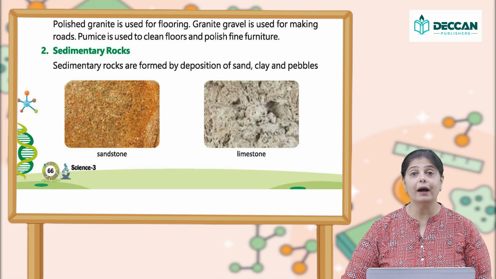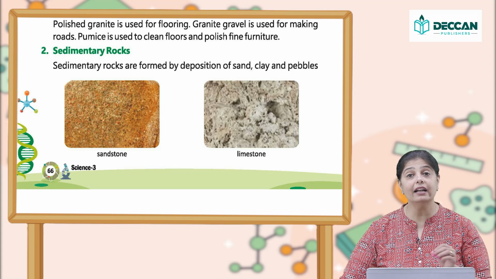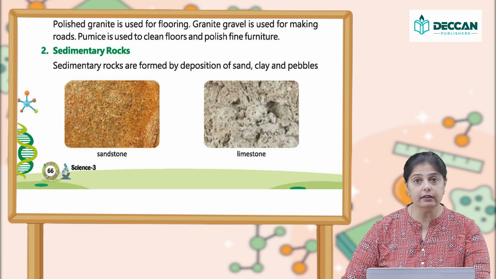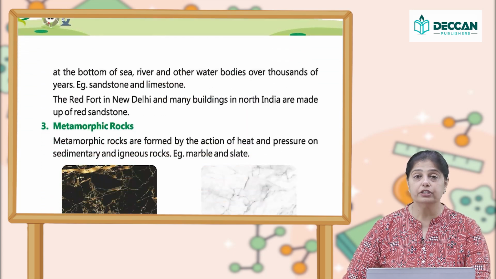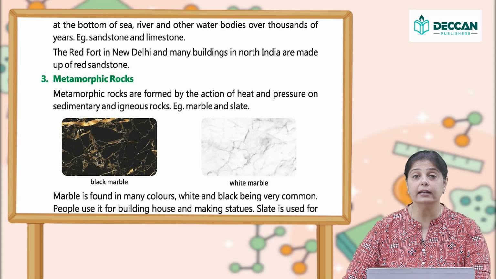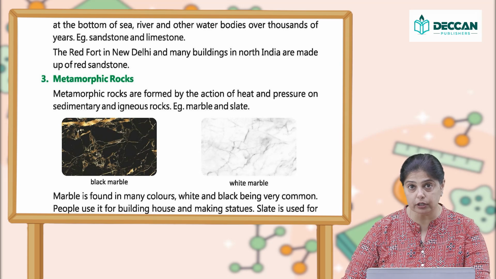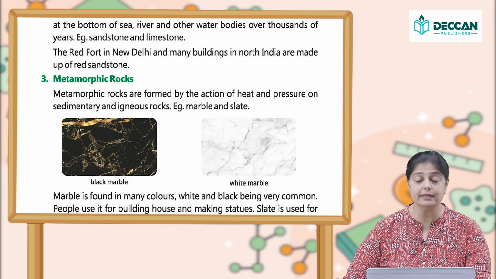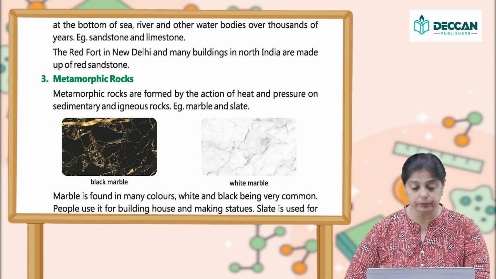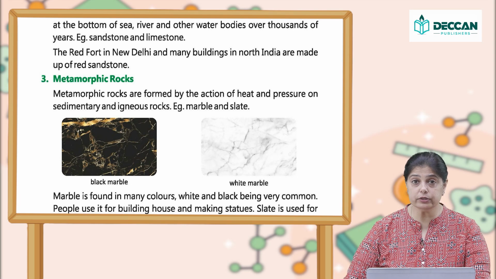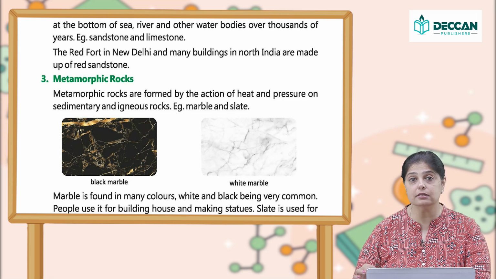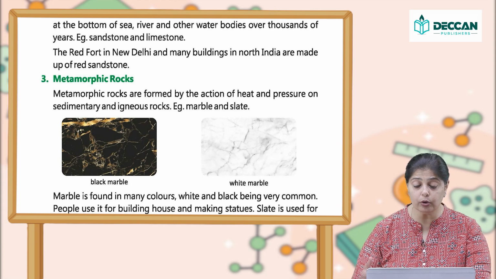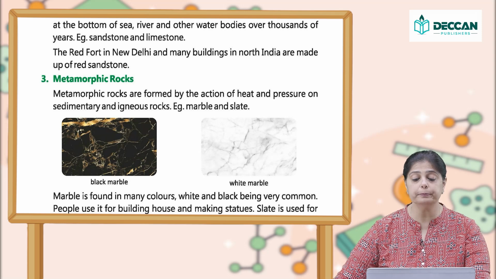Sedimentary rocks are formed by the deposition of sand, clay and pebbles. When sand, clay and pebbles are deposited, sedimentary rocks are formed at the bottom of the sea, river and other water bodies over thousands of years. So they take around thousands of years to form. Examples are sandstone and limestone. The Red Fort, which is in New Delhi, and many buildings in North India are made up of red sandstone. The Red Fort and the Agra Fort have used red sandstone to build these monuments.